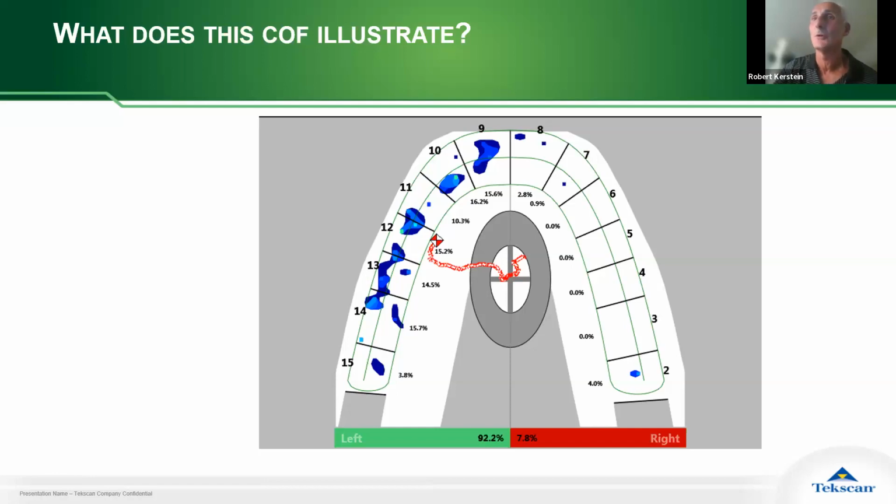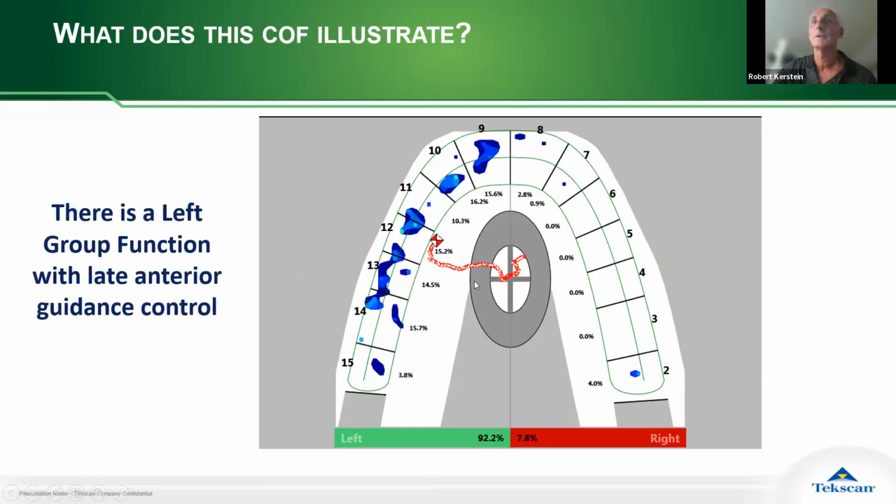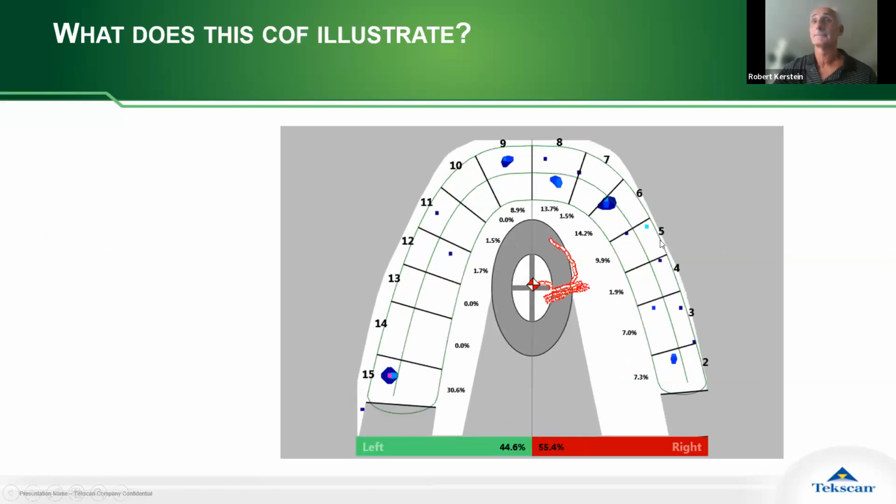So the first thing to note is this is the side that the person is moving to, because you see there's a lot less teeth on this side in contact, right? So here's a perfect example of working side group function that precedes anterior guidance control. Anytime you have a sideways COF and then a northward movement, it means that the anterior guidance is late. This happens a lot when people can't hold their MIP. So the patient's biting down and they get to MIP and they can't hold it, so they start wavering and the center of force jogs back and forth.